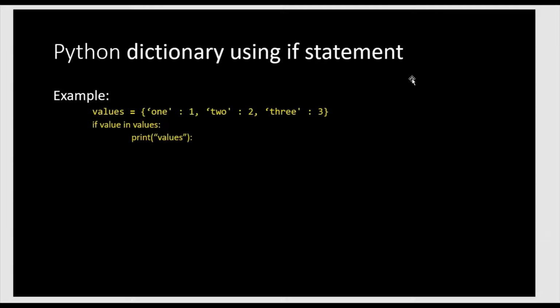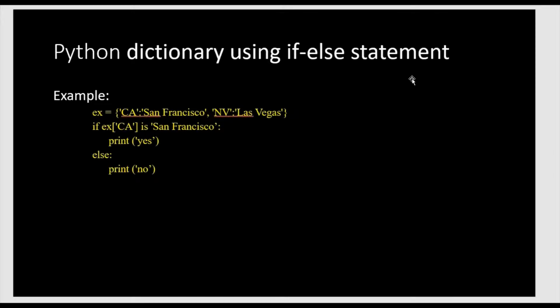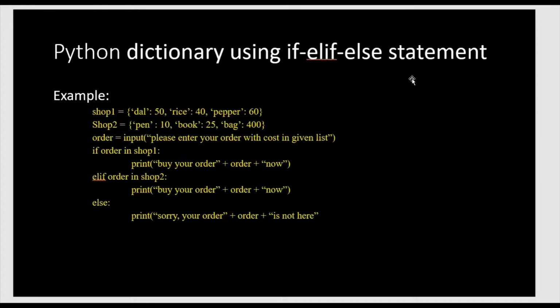Previously we have seen lists used with control statements. Similarly, for a dictionary we can also use them. Here is an example of a dictionary using an if statement: if a value is in the dictionary, print the values. I want to print all the values. And in if-else statements, there is CA equals San Francisco, NV is equal to something. If the key is present, it will execute yes; if it is not present, it will execute no. With if-elif-else statements, like the previous shop example, if the shop contains these things, they will take your order. If they do not contain them, they say sorry, your order is not available.